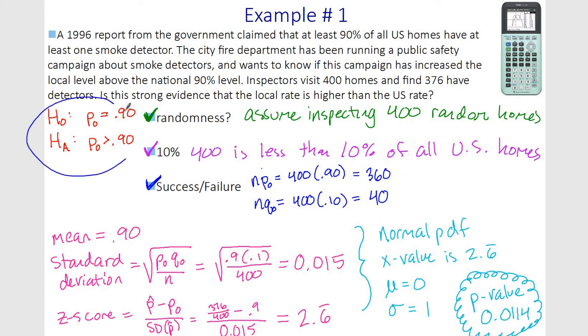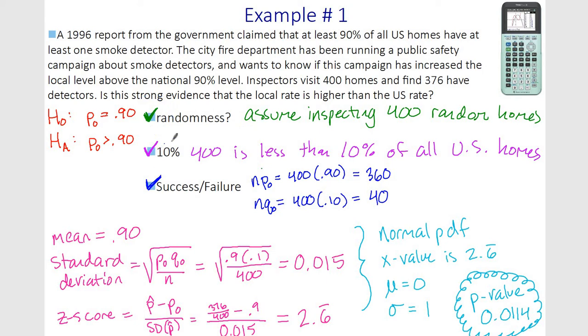Right here, we're going to state our null hypothesis and our alternative hypothesis. Notice I used the greater than because in my question I said higher than. Because of that question, I use greater than. Now we check the conditions. So random: we're assuming inspecting 400 random homes. That seems reasonable. That's this one right here.